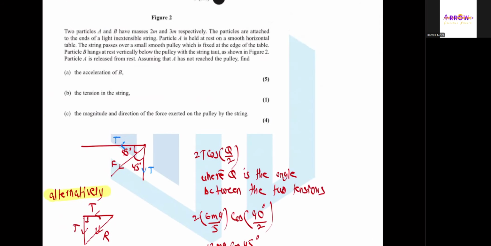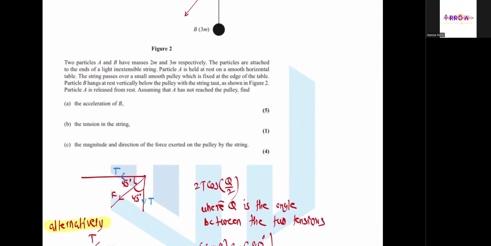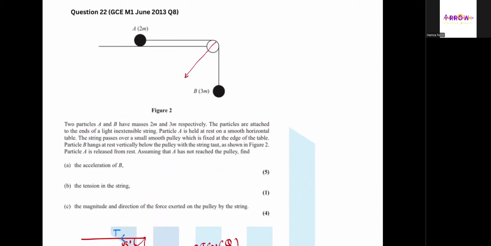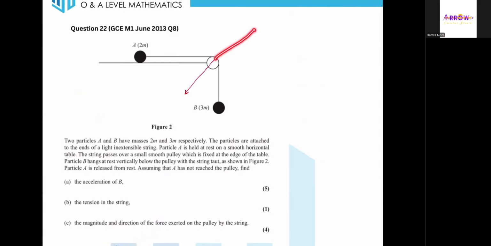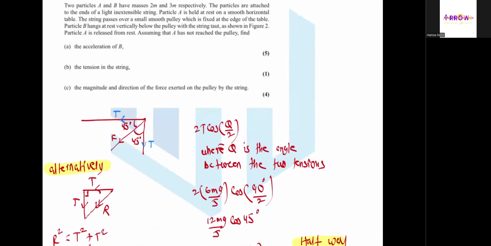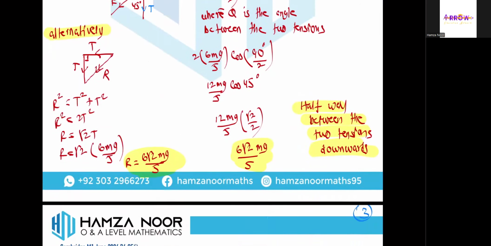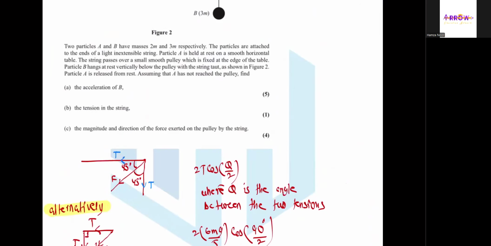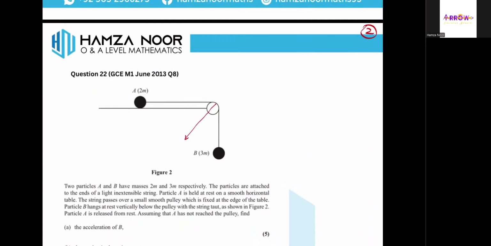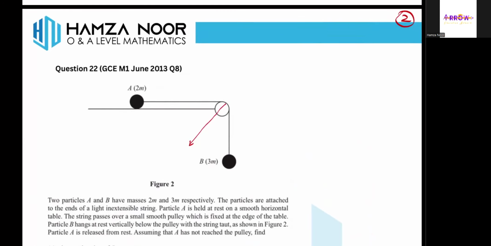If it was asked for the force exerted on the string by the pulley, this would act upwards in the exact opposite direction with the same magnitude. Okay, so this is basically the whole idea behind this. All right, so this was basically question number 22 of the handout, GCE M1 June 2013, question number 8.